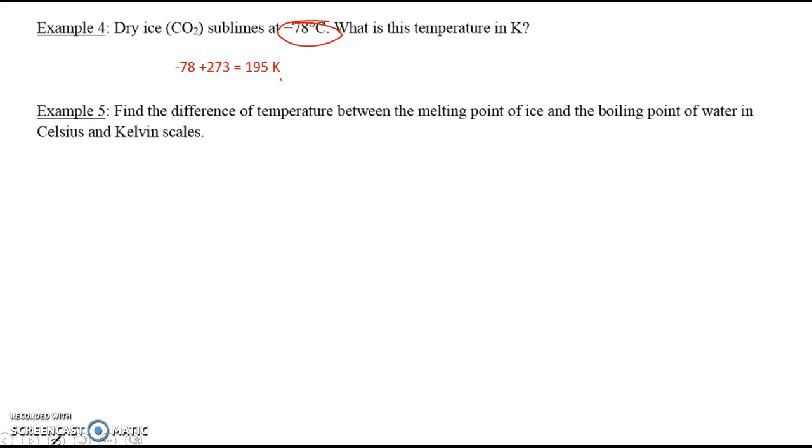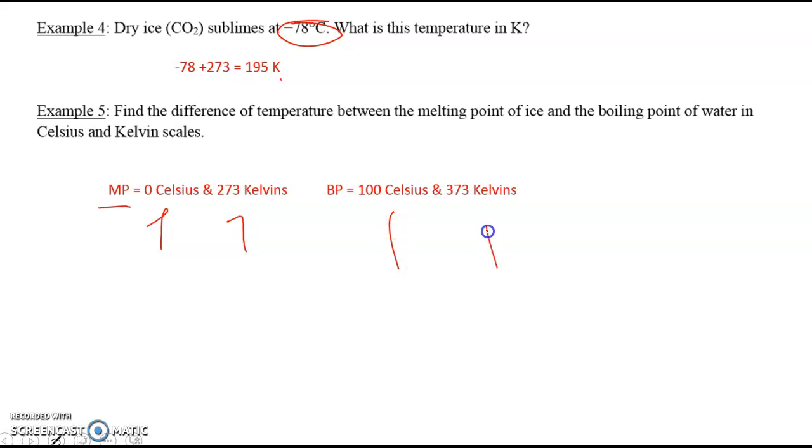The next one says find the difference in temperature between the melting point of ice and the boiling point of water in Celsius and Kelvin scales. And you can see here that, of course, when you're talking about melting point, it's 0 and 273 because you just add 273 to 0. And then when you're talking about boiling point, it's 100 and 373. So not tough stuff and something you've probably done before.